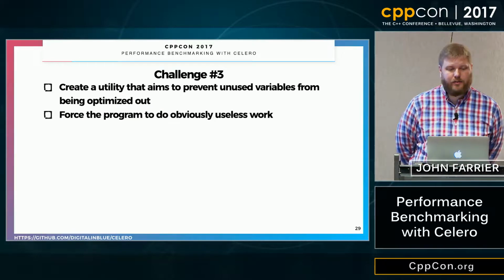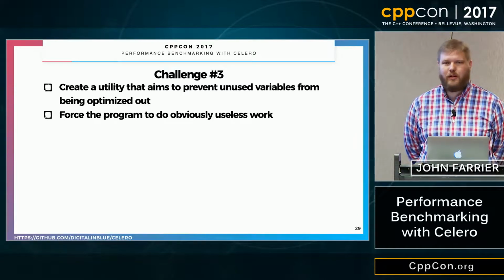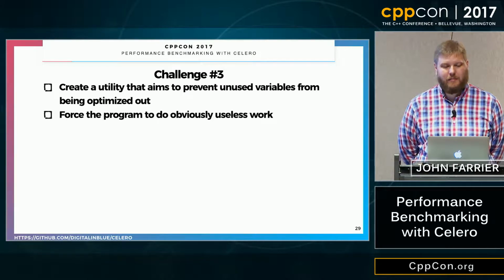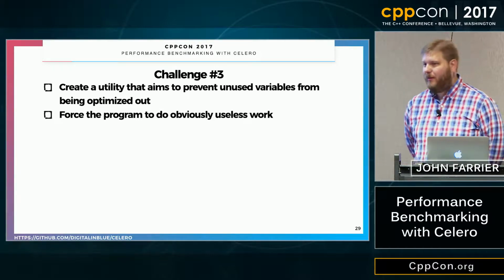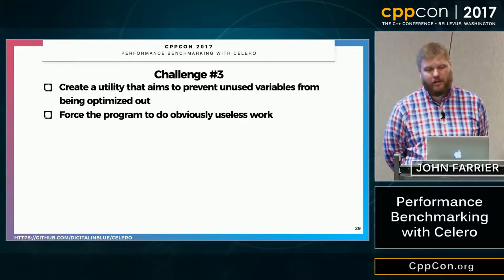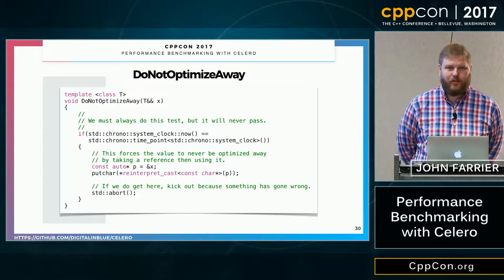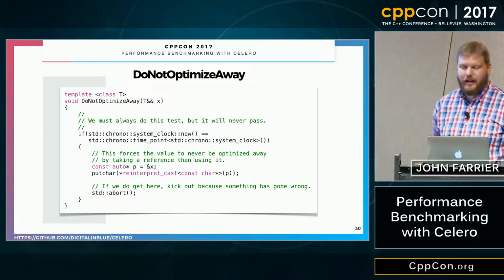The idea is to create a utility that will prevent unused variables and function calls from being optimized out. And yeah, you're going to force your program to do obviously useless work, but that useless work happens to be the thing that you want to measure. So this is the current implementation inside the library for Do Not Optimize Away.